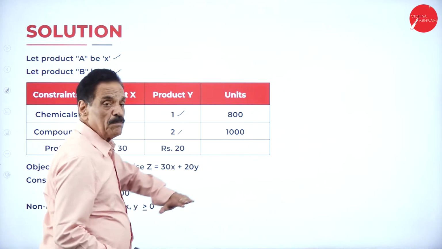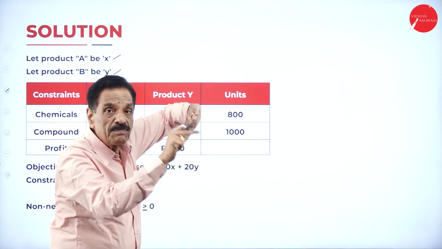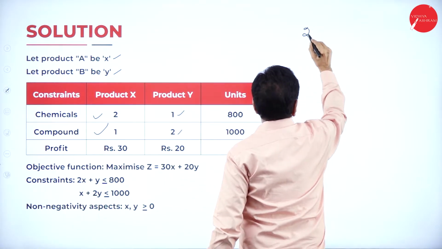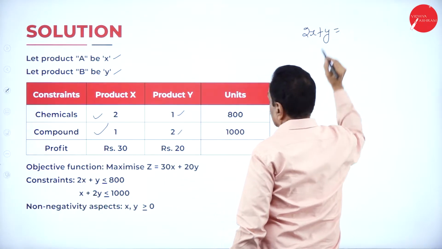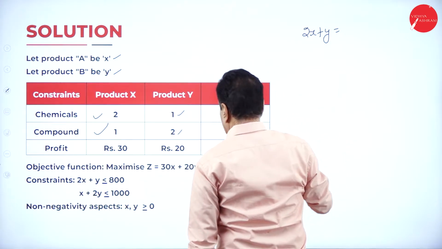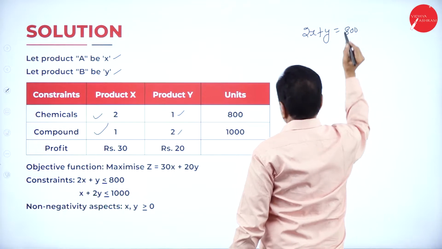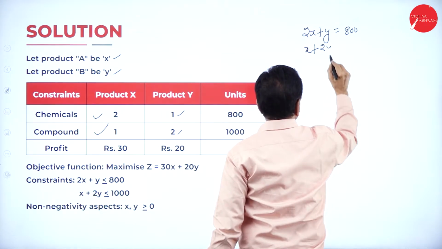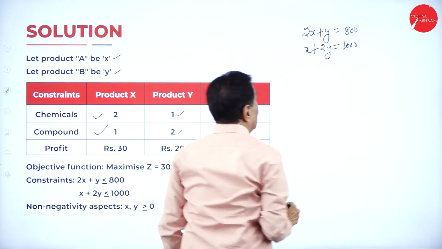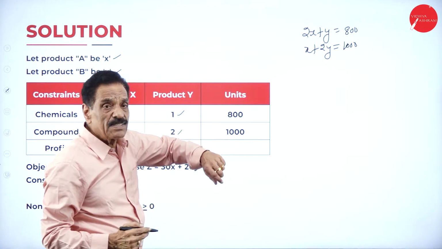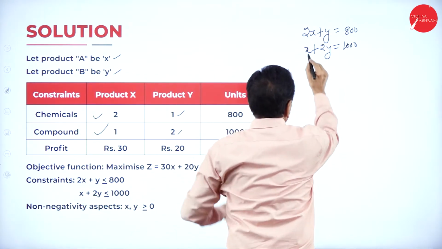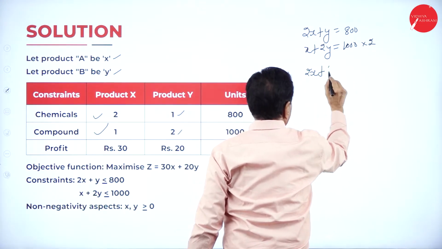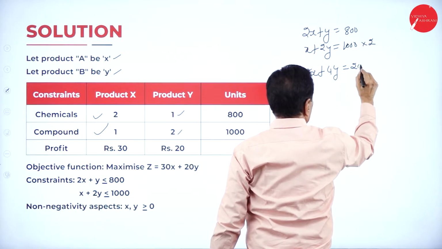So first we will solve the problem. What is the x value and y value? How to graph that, I am going to say. We will move on. 2x plus y is equal to 800. Then x plus 2y is equal to 1000. Either you have to cancel the x, or you have to cancel the y. If you want to cancel the x, this should be multiplied by 2. This is 2x plus 4y is equal to 2000.